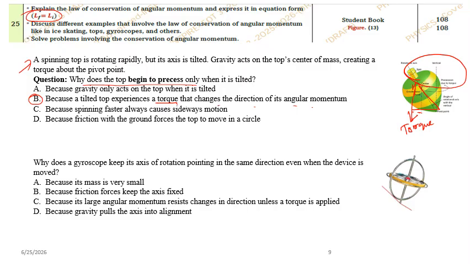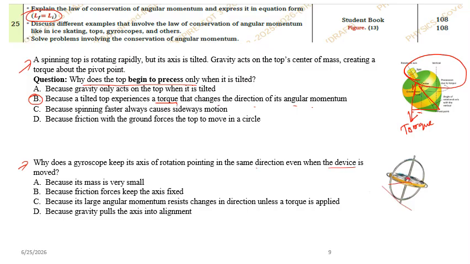Now, why does a gyroscope, okay, you might have seen this particular device, gyroscope, keep its axis in a toy helicopter and all, you might have seen this one. A gyroscope keeps its axis of rotation pointing in the same direction even when the device is moved.